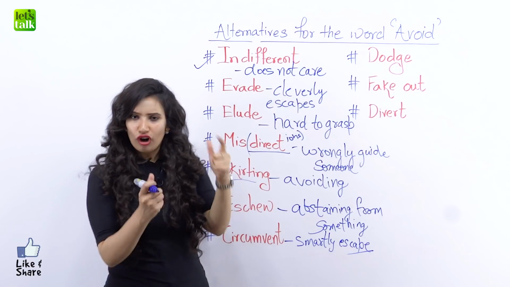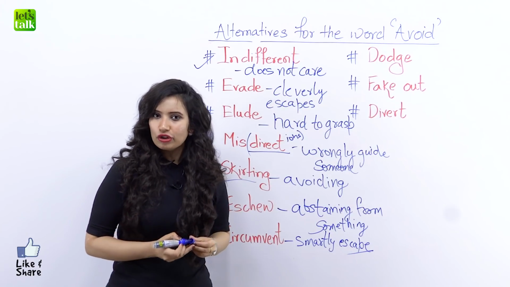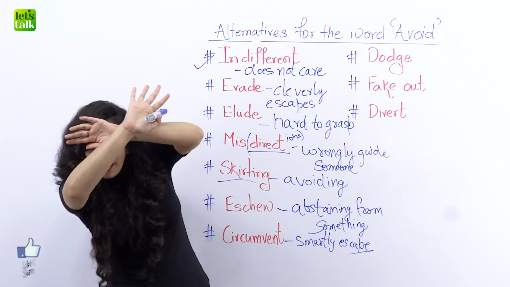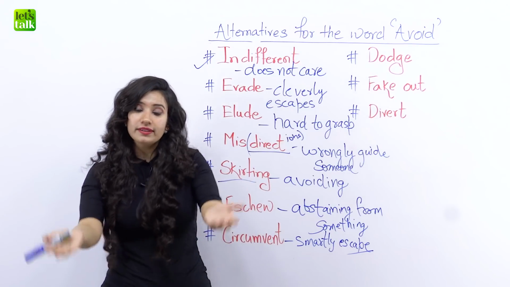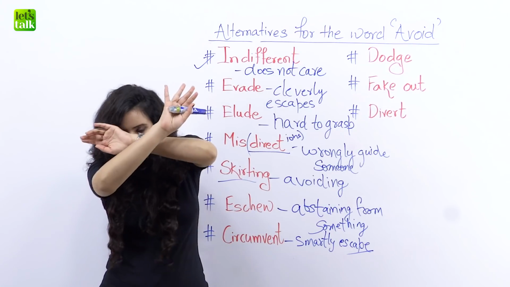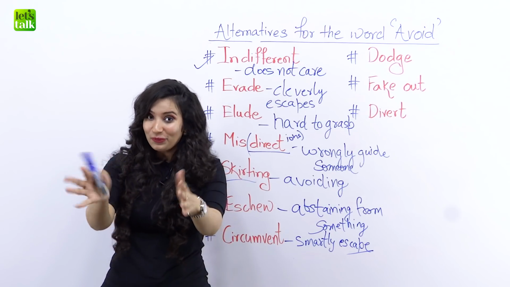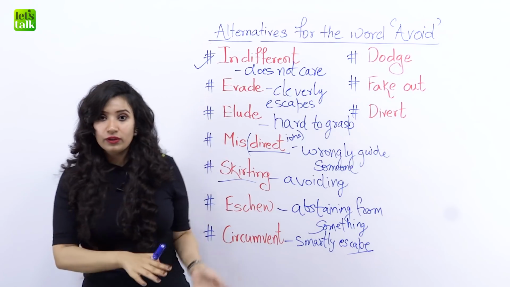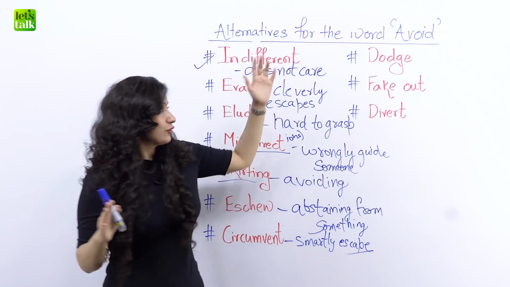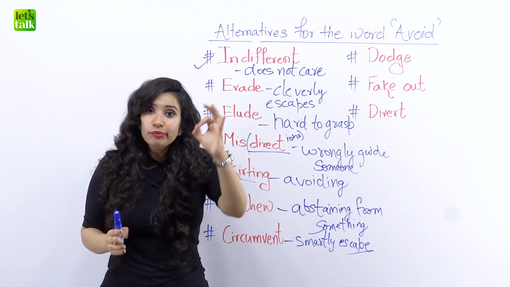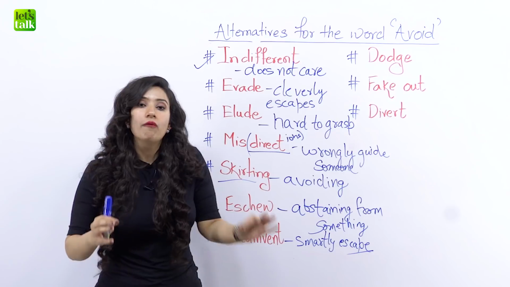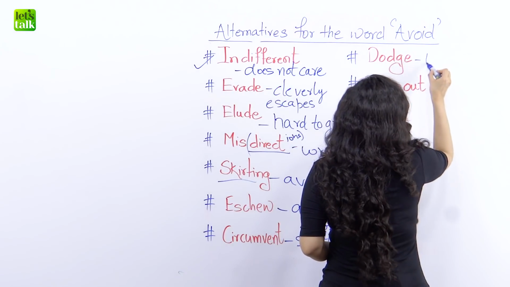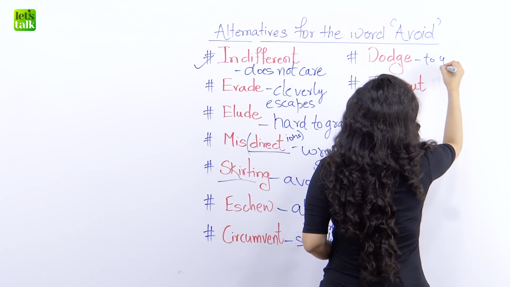Have you seen dodgeball? What happens in dodgeball? So in dodgeball, a player tries to avoid the ball, which means if the ball is coming at them, they have to avoid it. They have to stop the ball from coming towards them. And to do that, either they do it like this or they move, all right? So dodge means to quickly move in order to avoid something, all right? To quickly move, to avoid something.